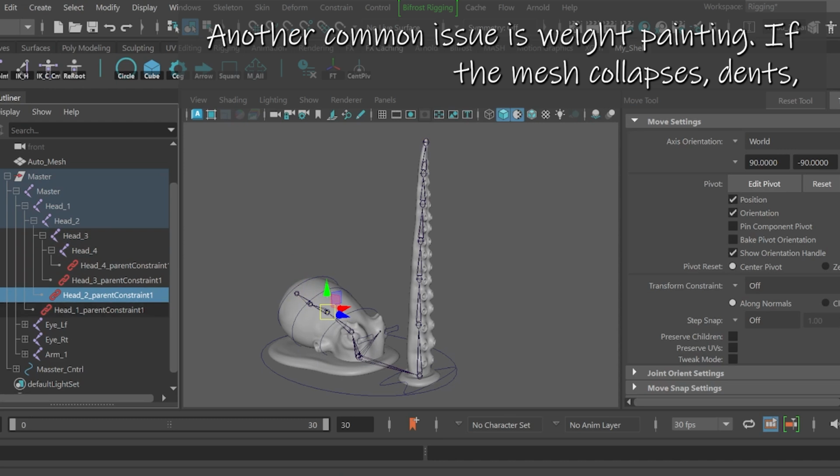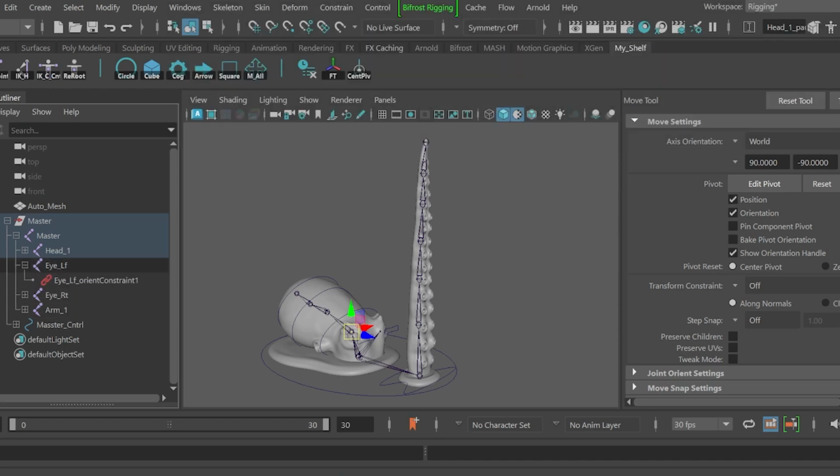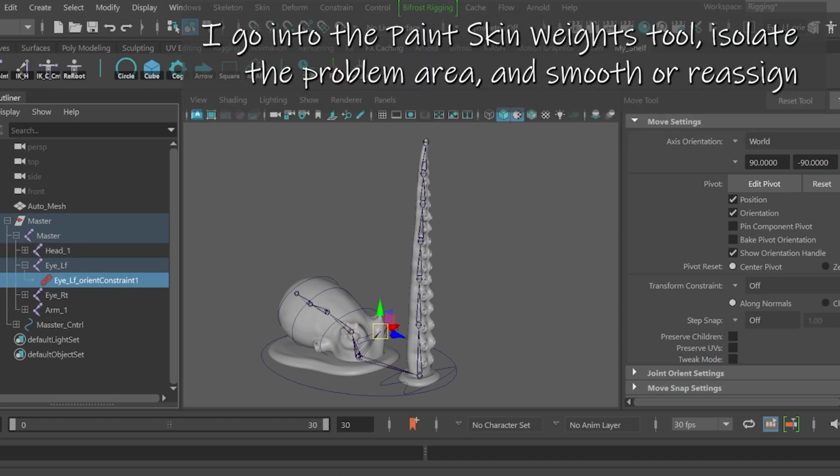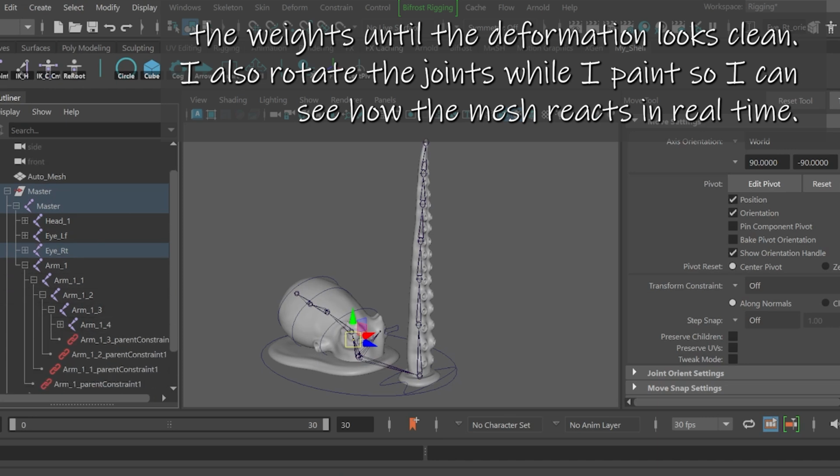Another common issue is weight painting. If the mesh collapses, sticks, or stretches strangely, I know the weights are either too strong or assigned to the wrong joint. I go into the Paint Skin Weights tool, isolate the problem area, and smooth or reassign the weights until the deformation looks clean. I also rotate the joints while I paint so I can see how the mesh reacts in real time.